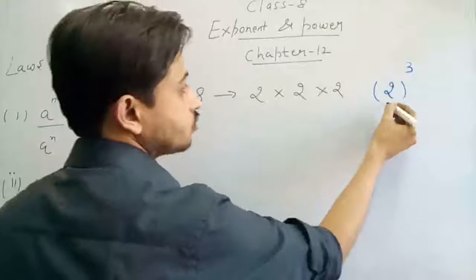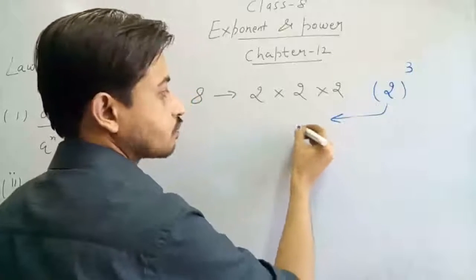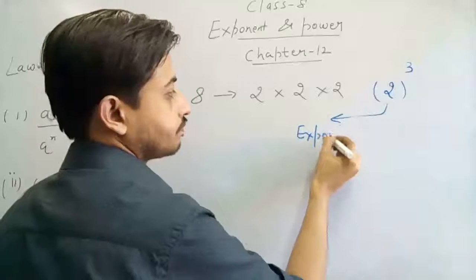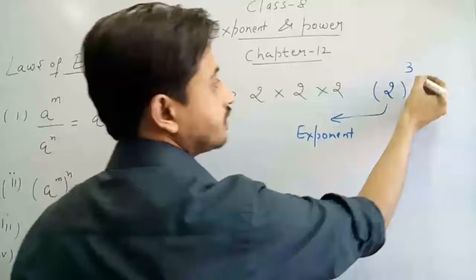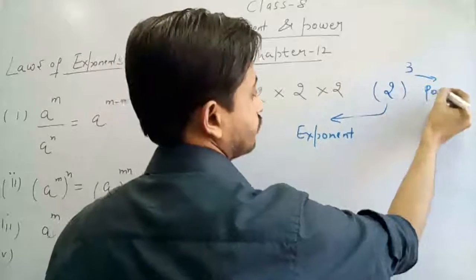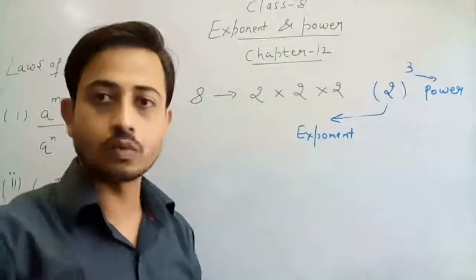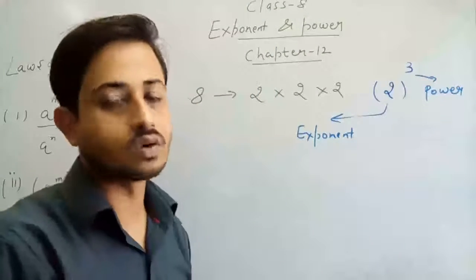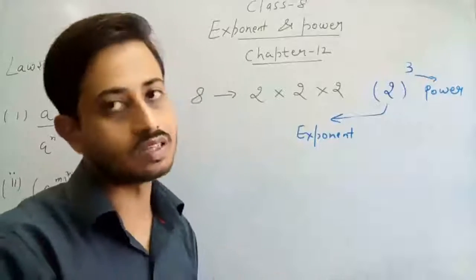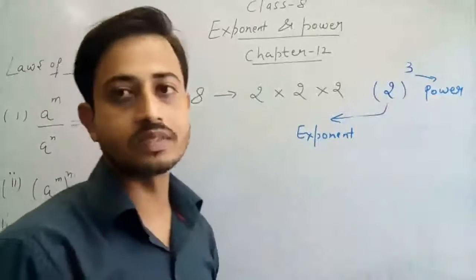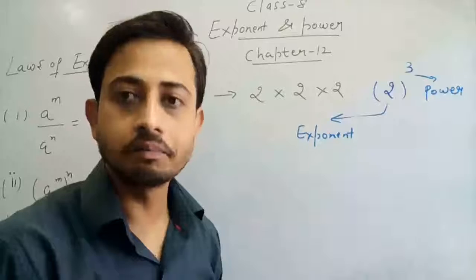So 2 is called the exponent and 3 is called the power. It's very simple to decide: the base is called the exponent and the power is called the power. So this form is basically called exponent and power.